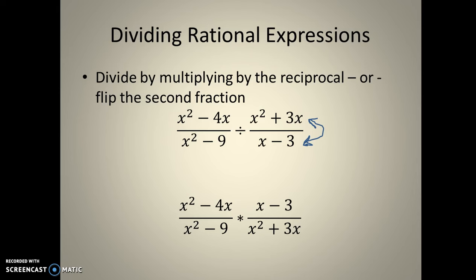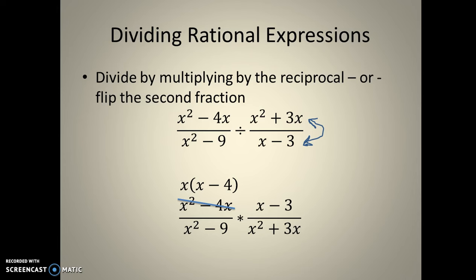Okay. Next I'm going to factor. So if I'm looking at my tops, only the first expression is going to factor. So what can you take out of x squared and a 4x? Well, you can take an x out of both of those. Alright? And if you notice, x times x is x squared, x times negative 4 is negative 4x. Okay, x minus 3 does not factor, so I just leave it alone.